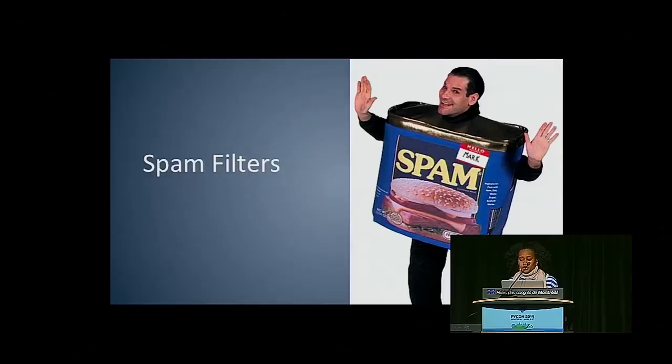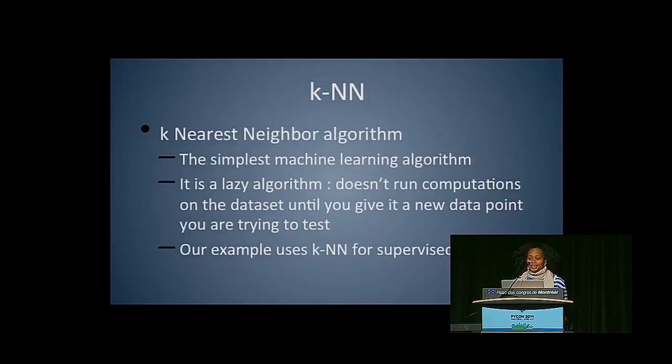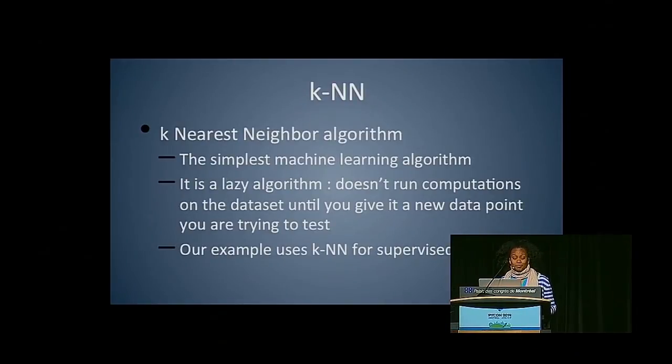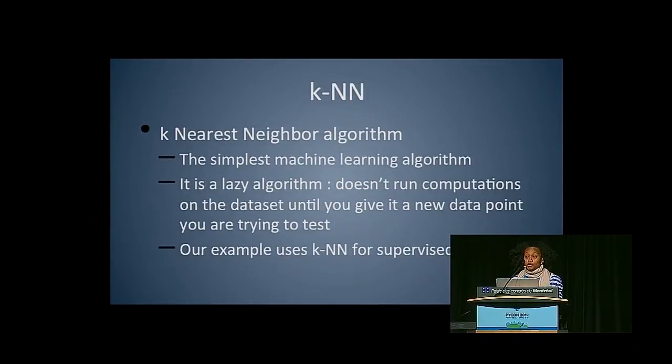All right. Next, we're going to talk about the k-nearest neighbor algorithm. The k-nearest neighbor algorithm is considered to be the simplest machine learning algorithm. It is also considered to be a lazy algorithm, which means that it will not run computations on your data set until you give it a new data point that you are trying to test. In our demo, we're going to use KNN for supervised learning. And that being said, we have a little problem where we can implement the KNN algorithm.